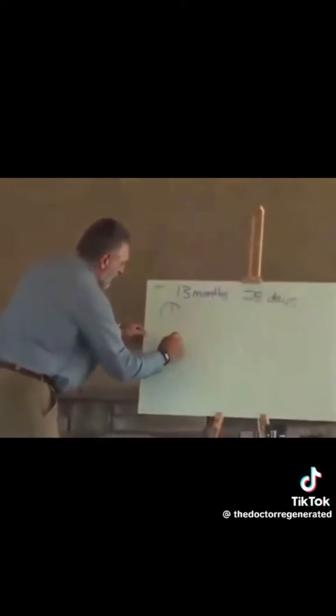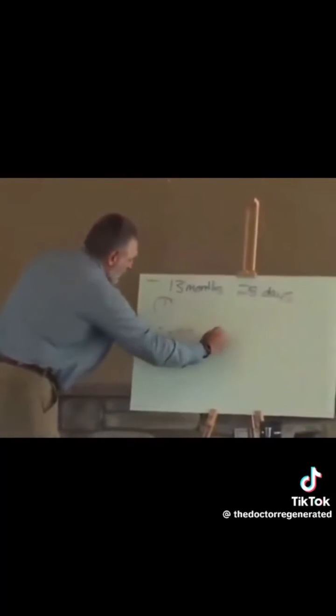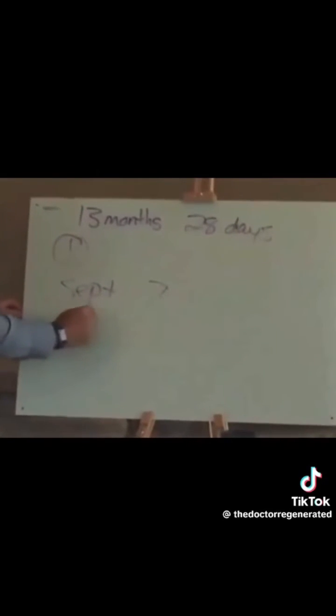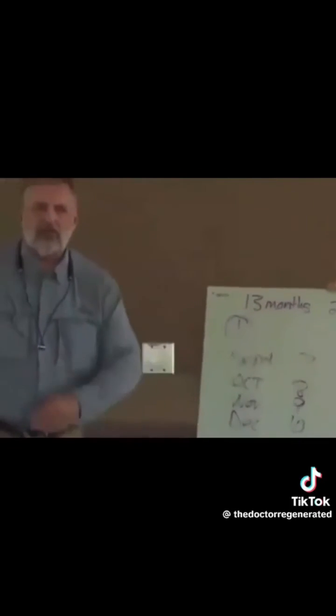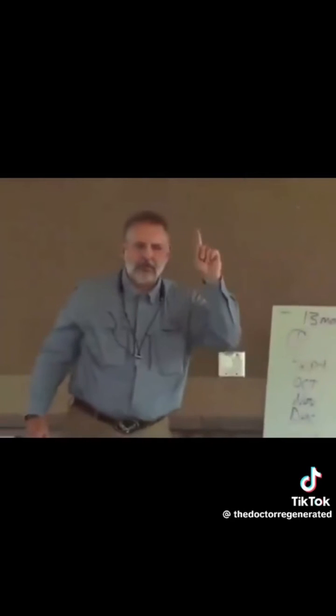What does sept mean? 7. I thought that was the 9th month. What does oct mean? What does nov mean? What does dec mean? It's supposed to be the 7th, 8th, 9th, and 10th month. Jan is 11. Feb is 12. March is 13. April is our first month.